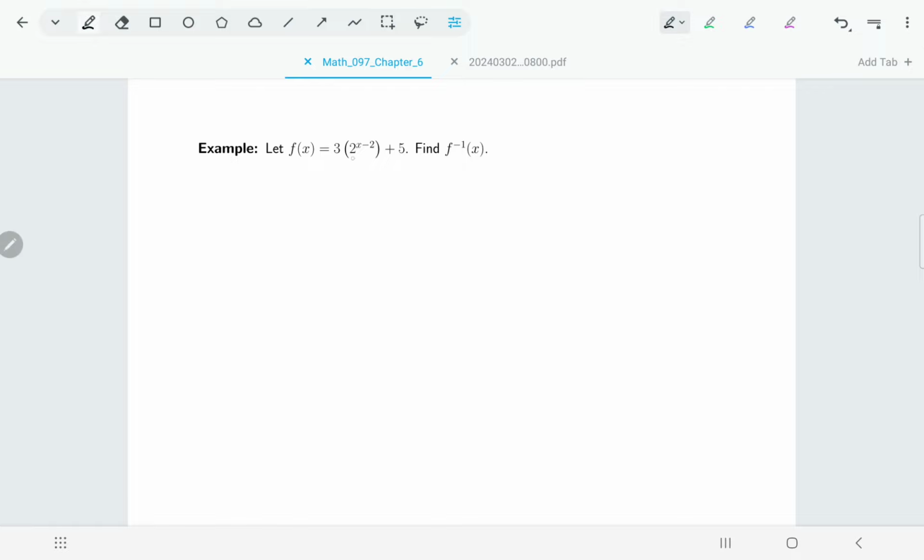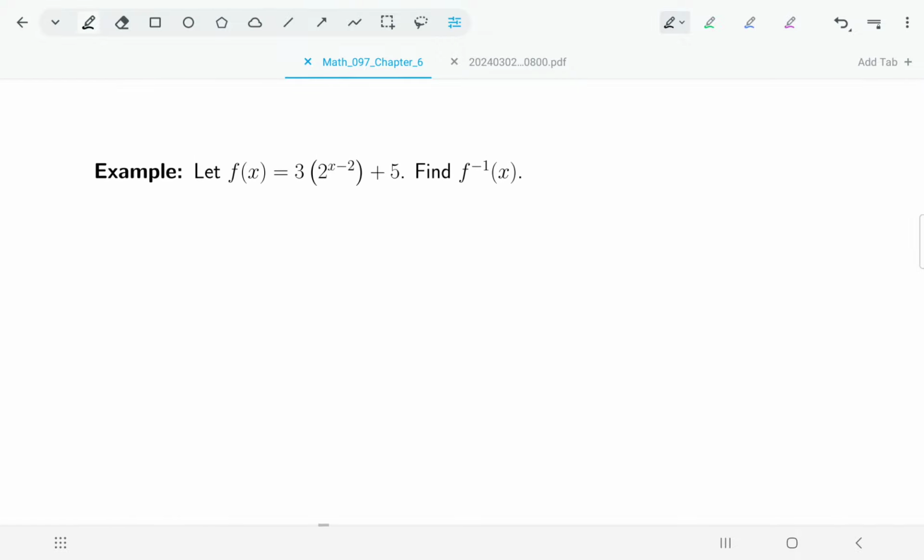And in fact, we know what kind of inverse it should involve. Since this function involves 2 to the power of something, then my inverse should involve a log base 2. As far as how I find my inverse, it's going to be the same steps as before, where first I'm going to rewrite this as y equals instead of f of x equals.